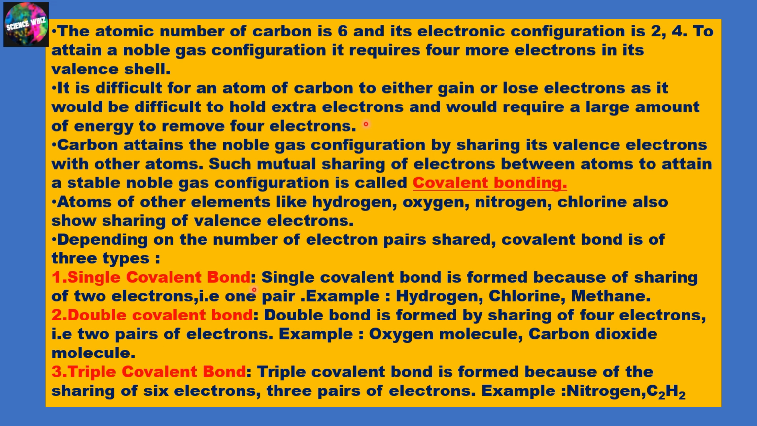Single covalent bond is formed because of sharing of 2 electrons, that's 1 pair. Example, hydrogen, chlorine, methane. Next is double covalent bond. Double bond is formed by sharing of 4 electrons, that's 2 pairs of electrons. Example, oxygen molecule, carbon dioxide molecule. Next is triple covalent bond. Triple covalent bond is formed because of the sharing of 6 electrons, that means 3 pairs of electrons. For example, nitrogen, C2H2, acetylene.